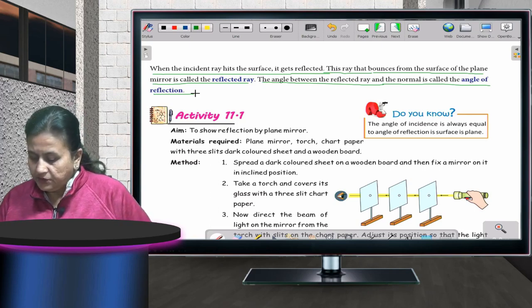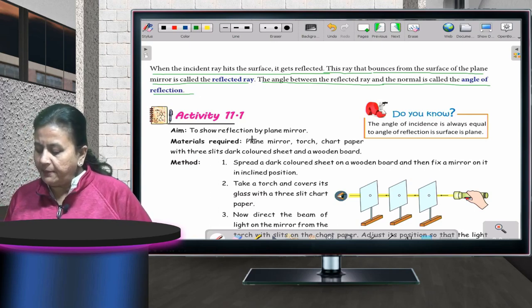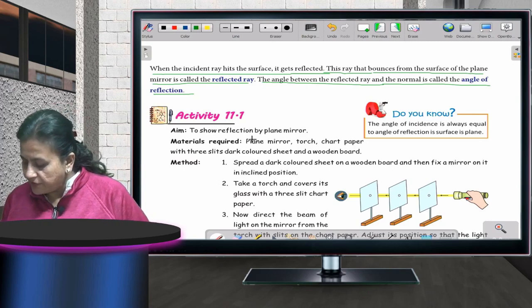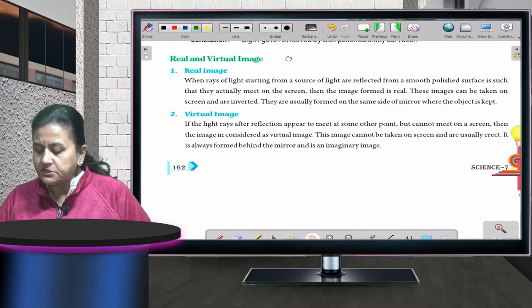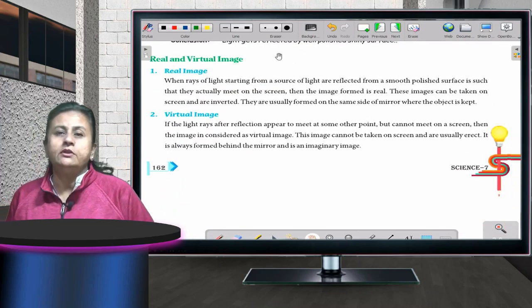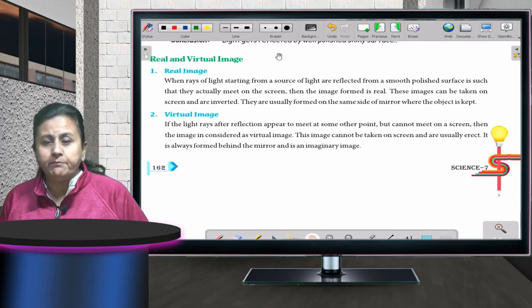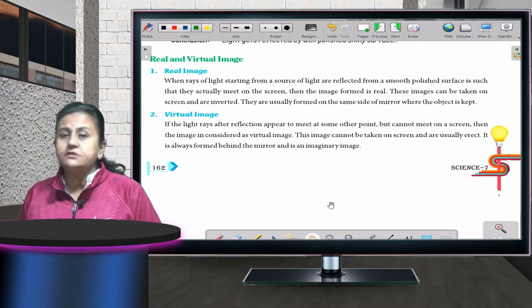Now, this is an activity to show reflection by plane mirror. This is very easy. You can just read it on your own. There is nothing much to explain in this. Now comes real and virtual image. That is very important. What is a real and what is a virtual image?